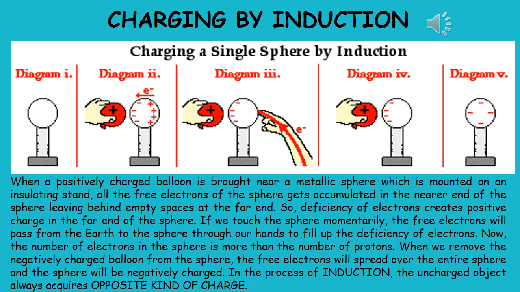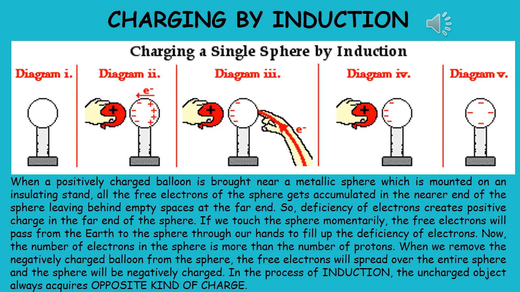Charging by induction. Now let us try charging a single sphere by induction. When a positively charged balloon is brought near a metallic sphere, which is mounted on an insulating stand, all the free electrons of the sphere get accumulated in the nearer end of the sphere, leaving behind empty spaces at the far end. We can see that in the second diagram. So the deficiency of electrons creates positive charge in the far end of the sphere.